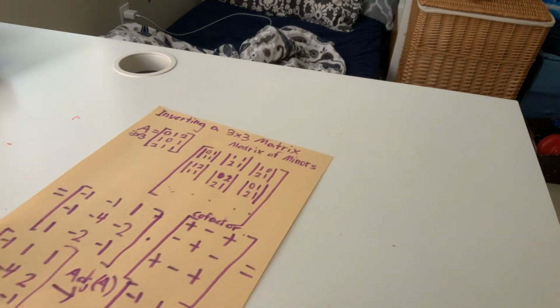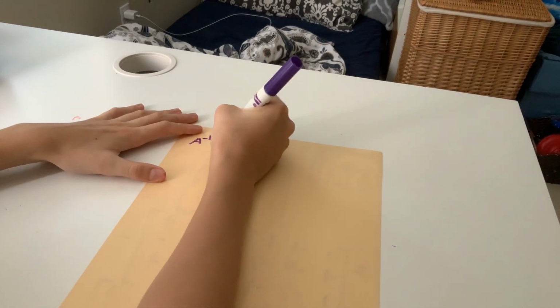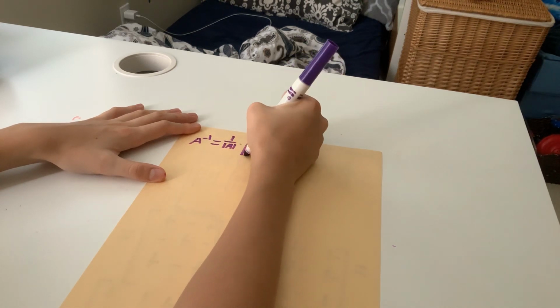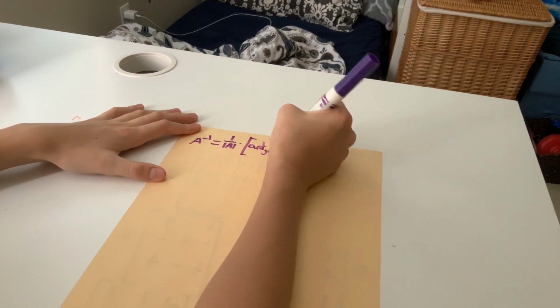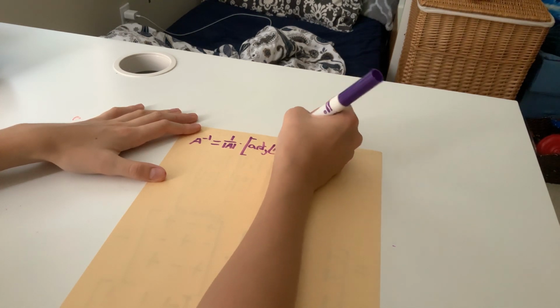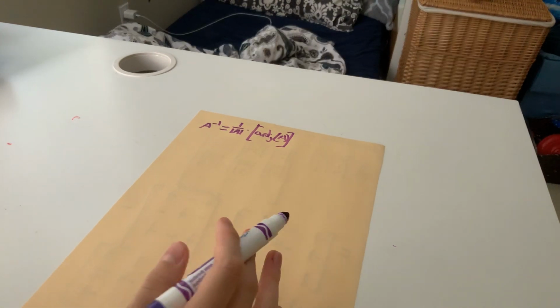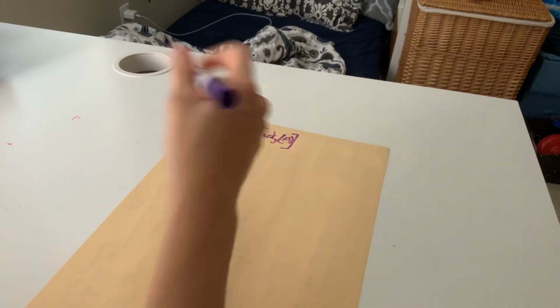And remember our formula? I'll write down our formula here. A to the negative first power is equal to 1 over the determinant of A multiplied by the adjugate of A. And we've already got the adjugate of A. So all we have to do now is find the determinant, 1 over the determinant of A. So just the determinant of A.